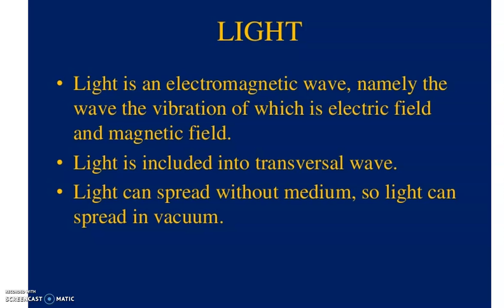Light is an electromagnetic wave, namely the vibrations of which are electric field and magnetic field. Light is included in transverse waves. You know what a transverse wave is. We already have done it in the second term. Light can spread without a medium. That means it doesn't require a specific medium to travel through, so light can travel through vacuum.